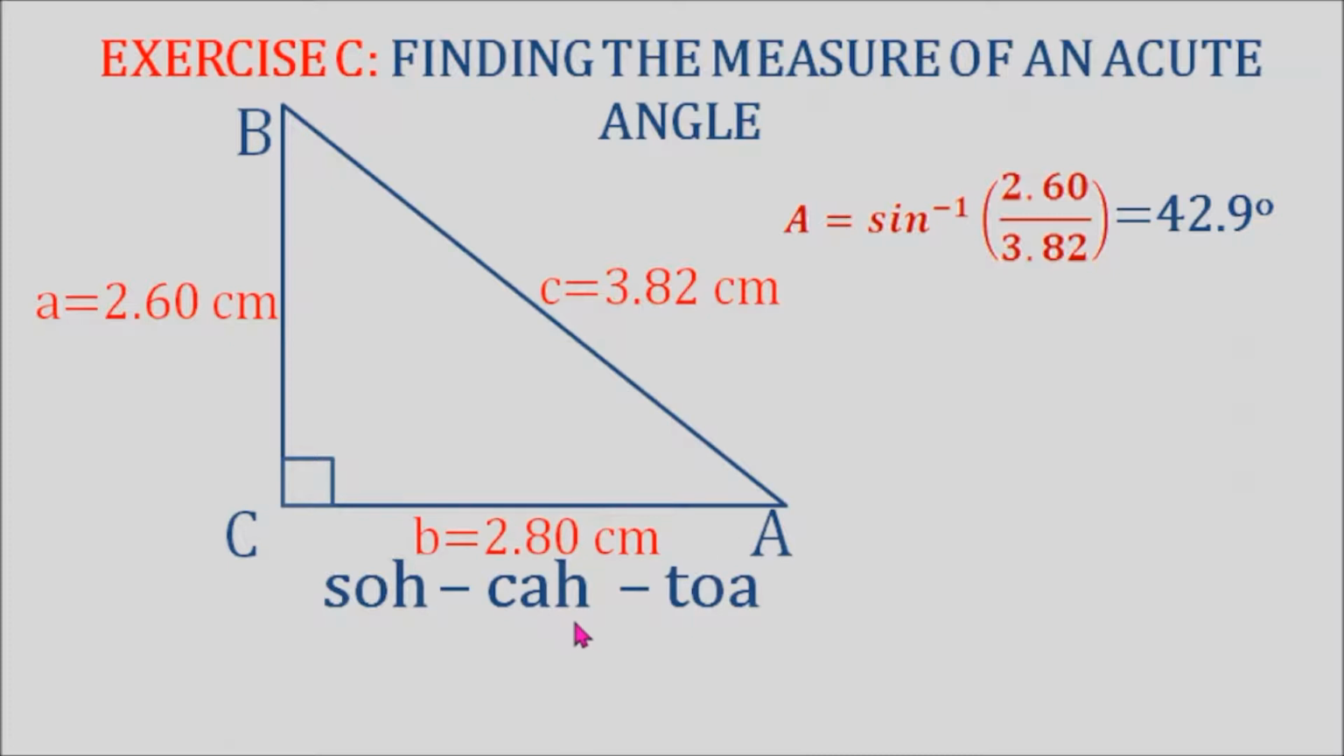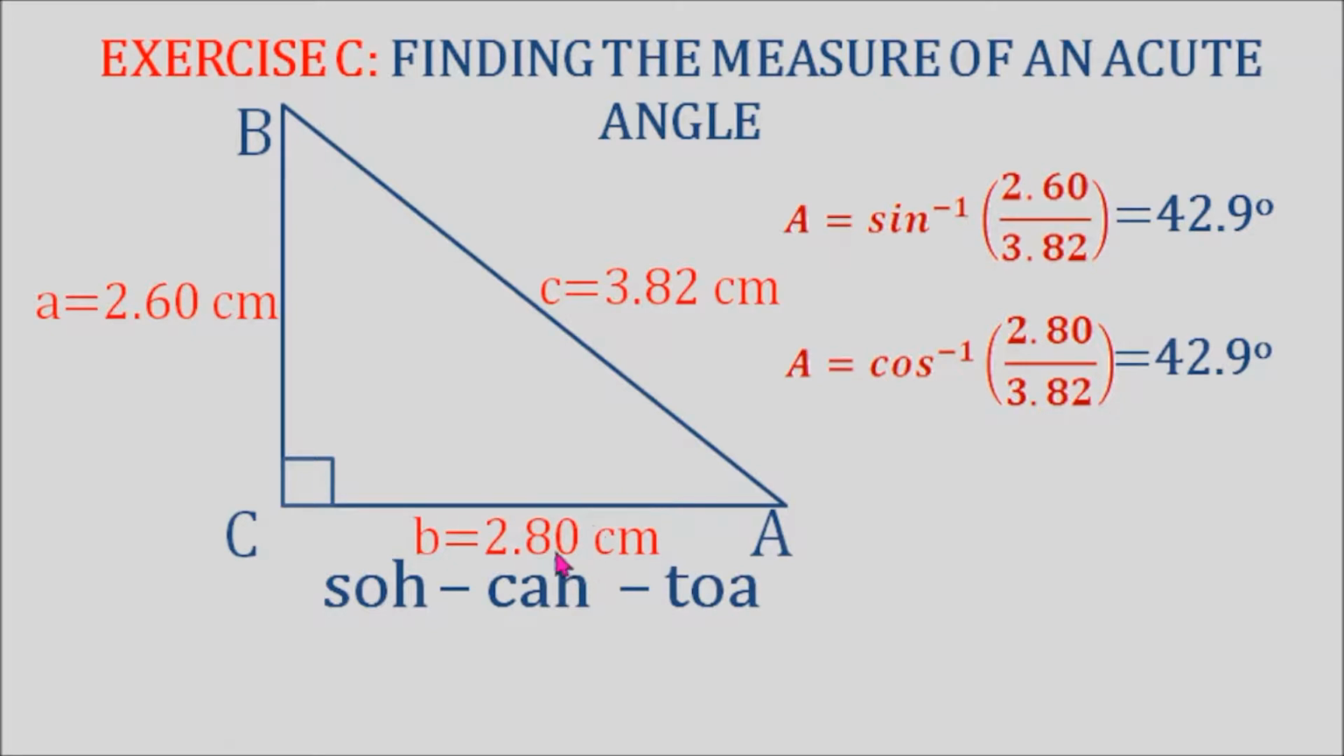How about if we are going to use cosine? So cosine is the ratio of the adjacent side and the hypotenuse. So that means 2.80 divided by 3.82. Since we need the degree measure of angle A, we need to press shift cos and then 2.80 divided by 3.82. And of course, we will get the same answer.